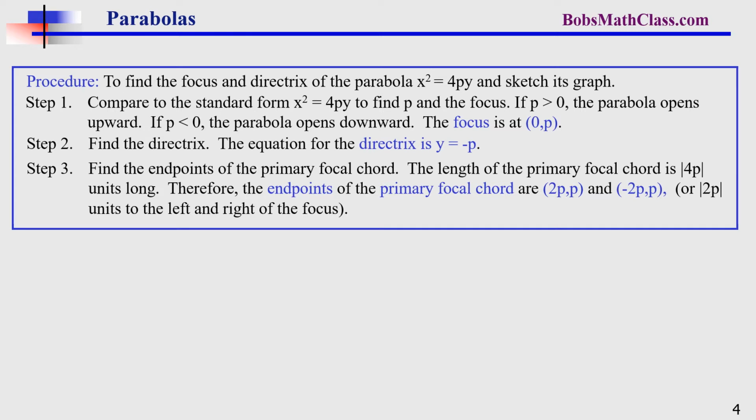And then we're going to find the endpoints of the primary focal chord. And the length is absolute value of 4p. So what we're going to do is we're going to go 2p to the right and 2p to the left. Okay. So I know I wrote 2p comma p and negative 2p comma p. It'll make sense when we're graphing.